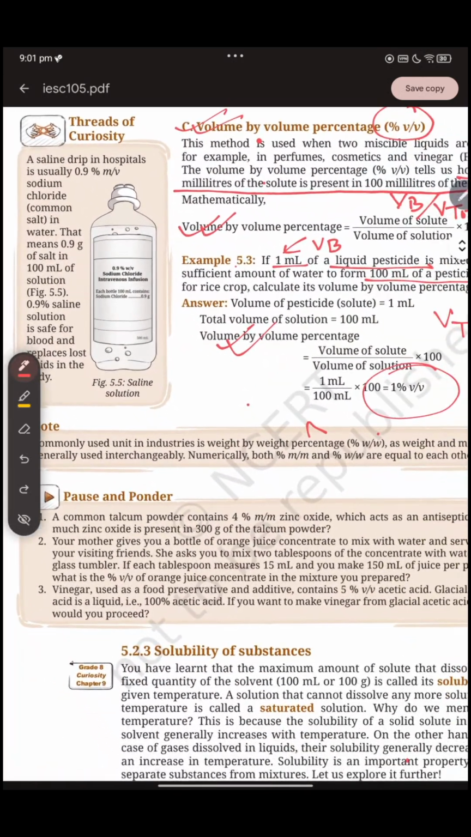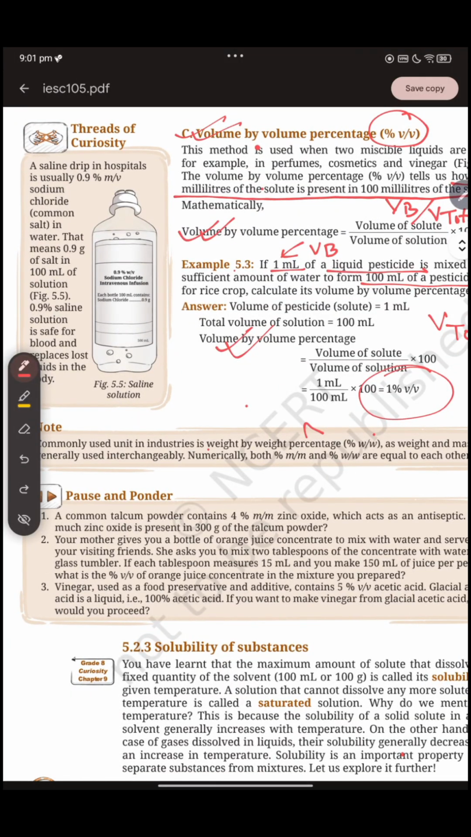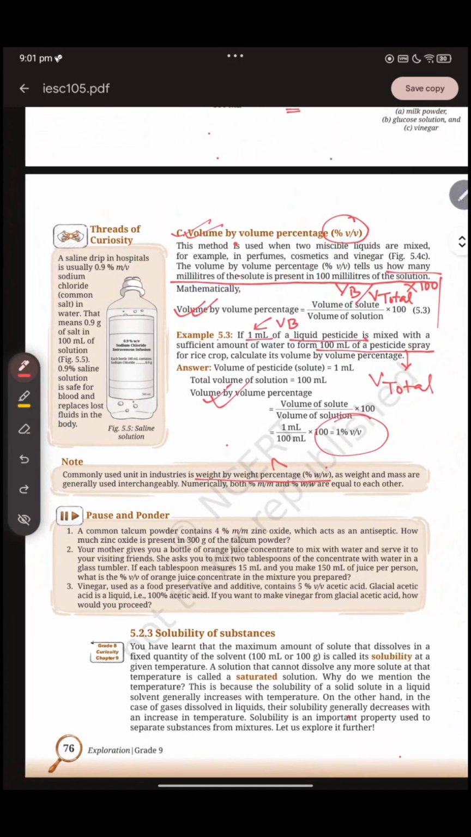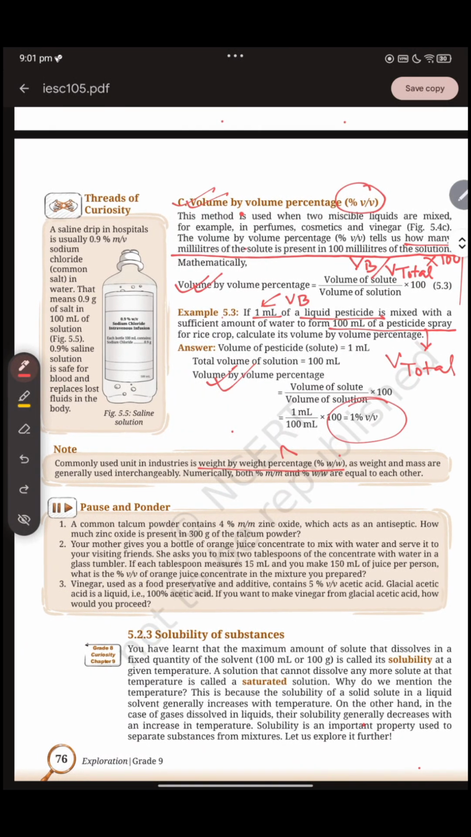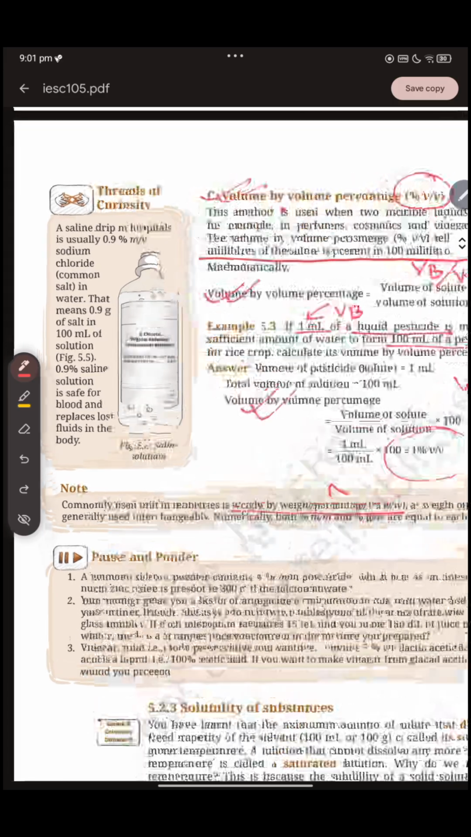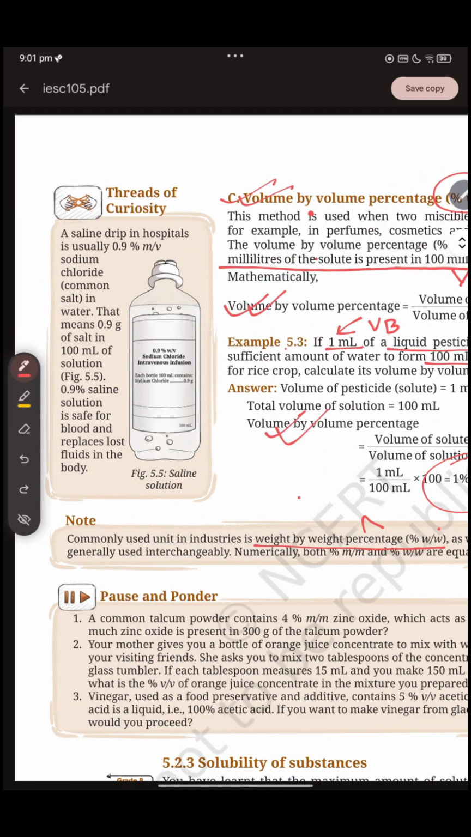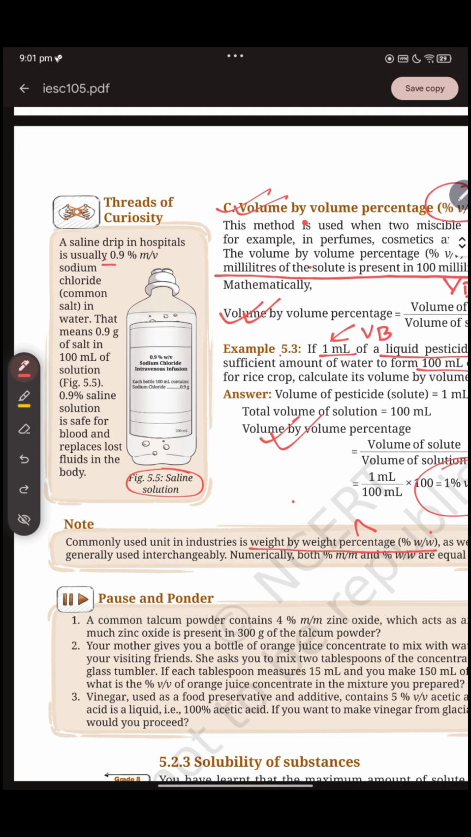The commonly used unit in industries is weight by weight percentage, as weight and mass are generally used interchangeably. Numerically the values are the same, so they are equal to each other. Now in saline drip, you have seen that if a person is given saline in hospital, they use this type of bottle. This is called saline solution. This saline solution contains 0.9% M by V of sodium chloride, common salt, in water.